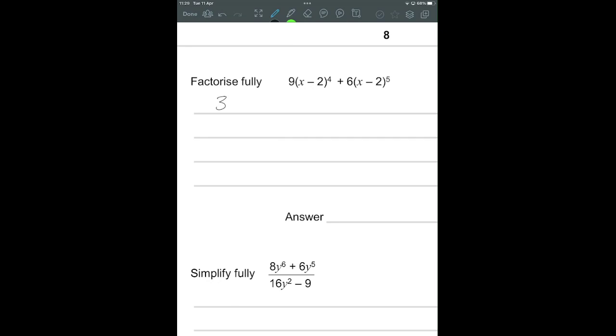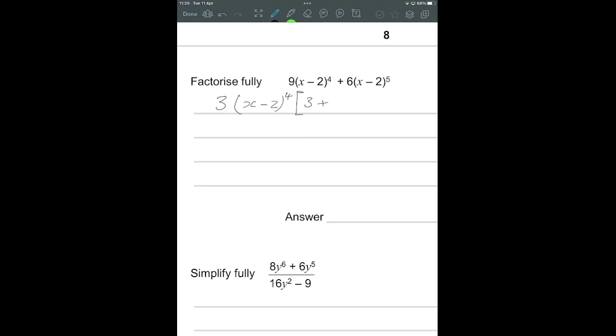And both terms have this bracket many times, and actually they both have this bracket 4 times. The second one has it 5 times, but it has at least 4 of them. So what's left over if I were to factorise out that thing? Well, for the first term I needed to get 9 lots of the bracket to the 4. I already had 3 lots of the bracket to the 4, so I need an extra factor of 3.